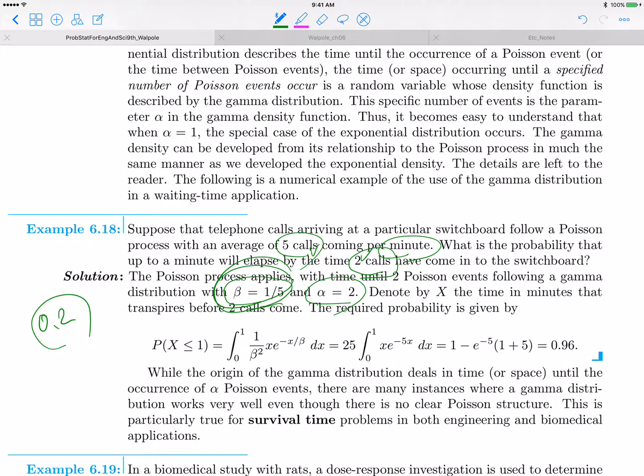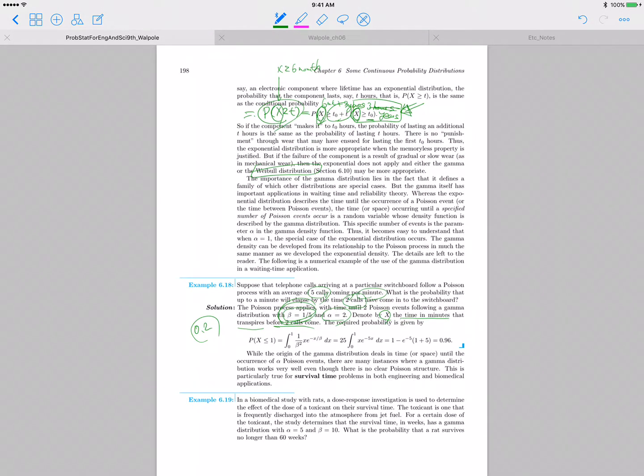And then here the question is, x is the time in minutes that it takes before two calls come, two events are occurring. So this is exactly the meaning of the gamma distribution. We just have to evaluate the gamma distribution and its cumulative distribution function.